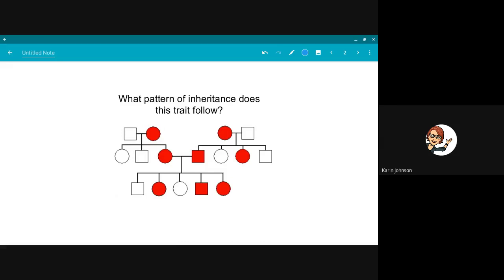So what pattern of inheritance does this follow? In your brain, there should be two things that you're asking right away. The first question I think you should ask right away is, look at the sexes. So is this likely to be sex-linked when we've got 6 girls and 2 boys? The answer is no. That makes it very unlikely. And especially when you're in a hurry, if you see something like that, you just cross it off the possibilities. No, it's not a sex-linked trait if you see that many biological females having this trait.